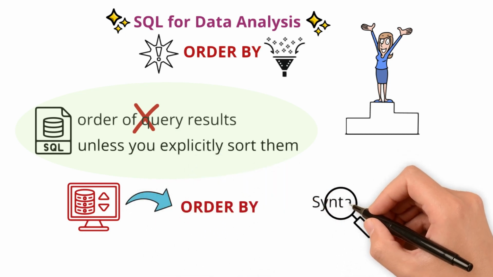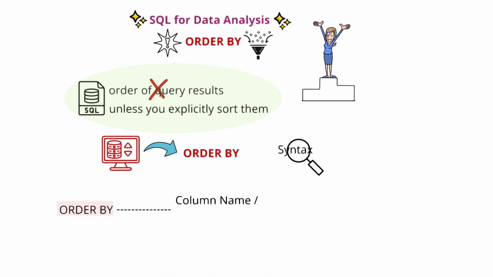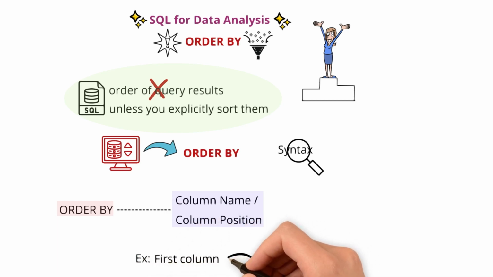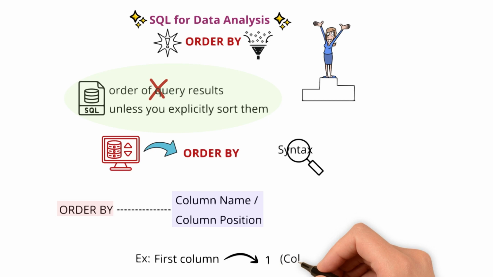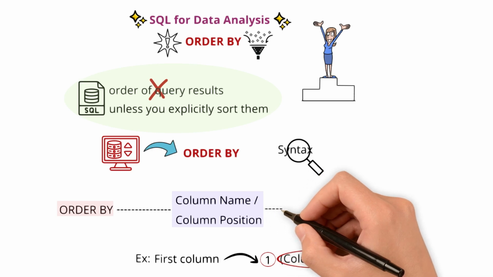Let's look at its syntax. ORDER BY followed by the column name or the position of the column. For example, for the first column, you can use the number 1 instead of the name of the column. Both column name and the column position work the same way.